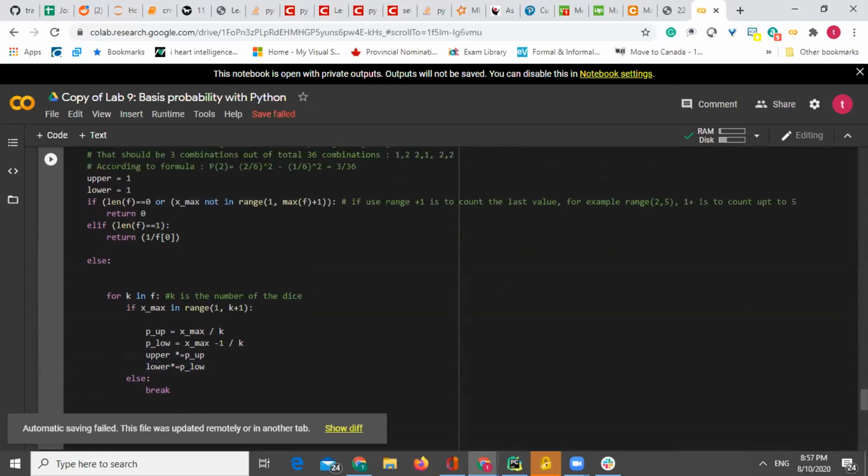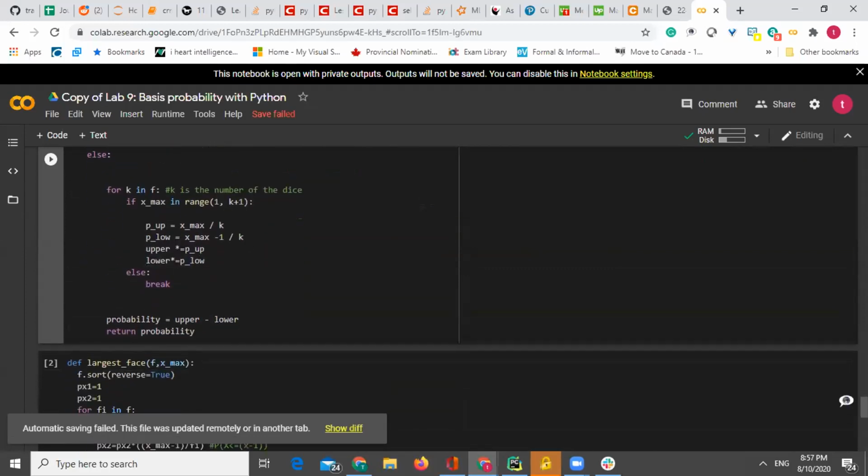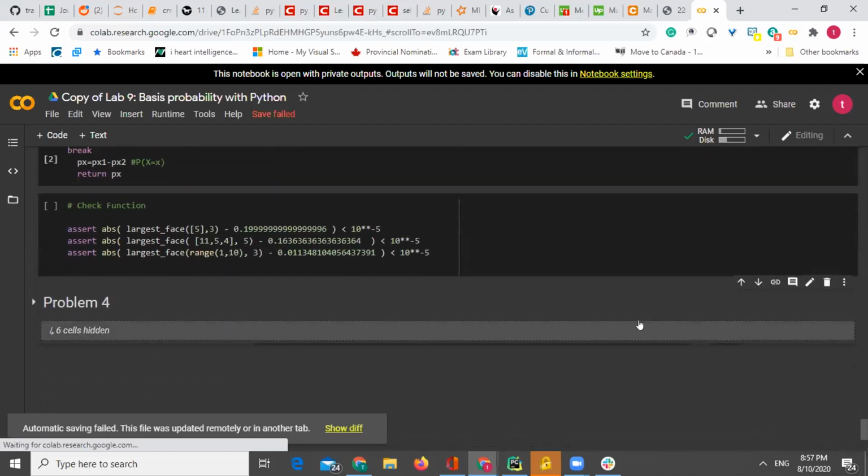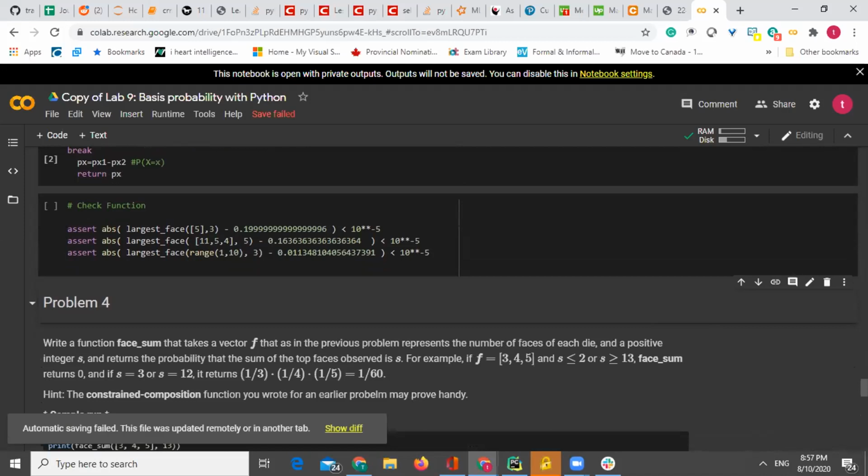So we have the value of upper and the lower. So we just add up this, right? Else break. Okay, I understand this. I understand it now. Oh, it was so long. Finally, I understand it.